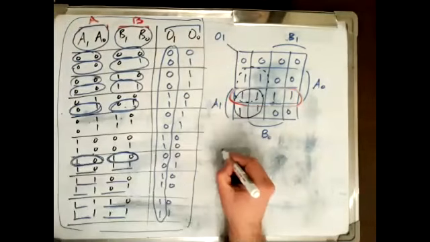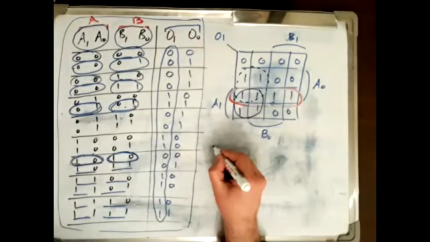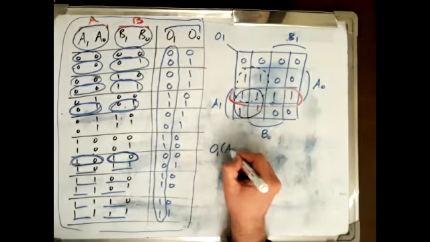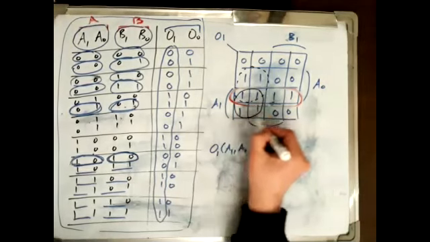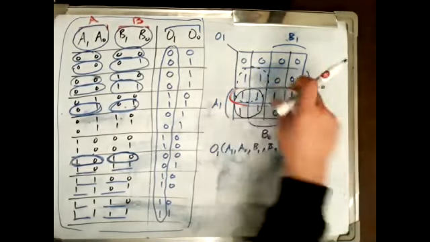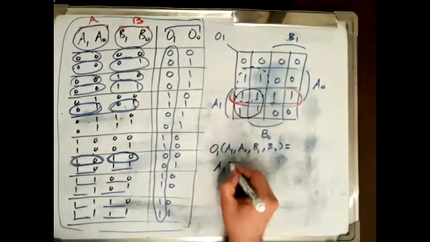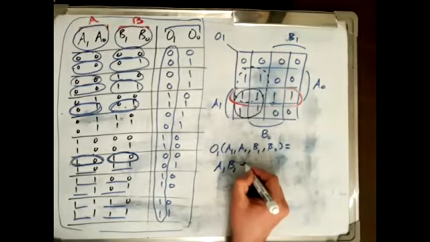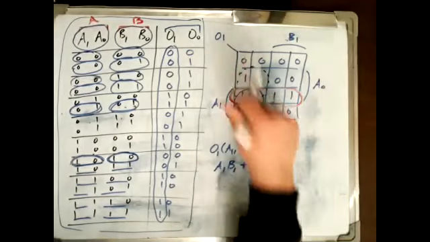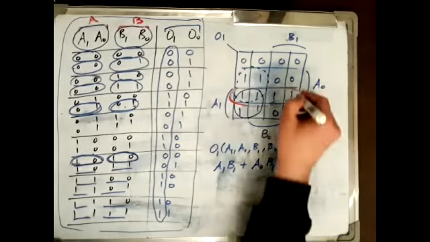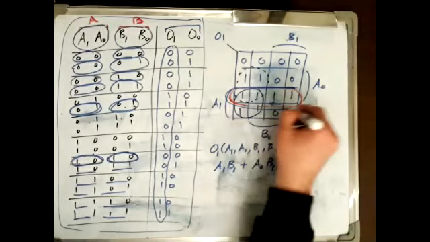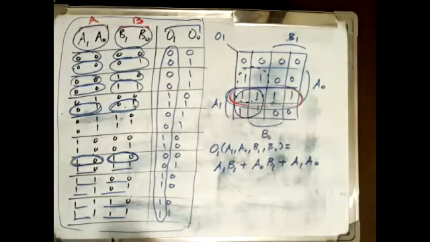So what will be output 1 as a function of A1, A0, B1, B0? The output is a function of these 4 variables. What is the expression for the first one? It is A1 ANDed with B1. Or this one is A0 ANDed with B1. Or this one, which is A1 A0.